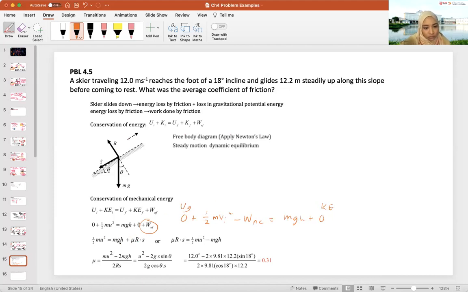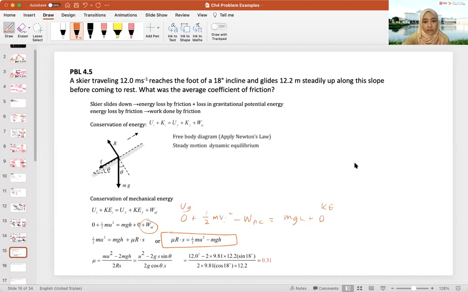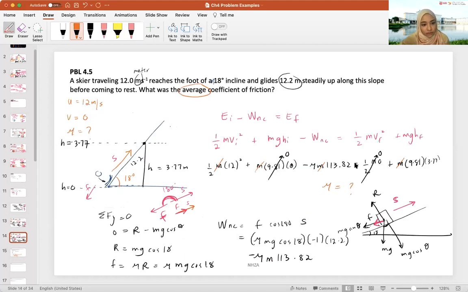So kat sini dia cakap kita punya mu R. Oh, dia tak letak R lagi. So I would say it's the same lah. It's the same approach, cuma slightly different in terms of dia letak WNC dia dekat final side, but the rest is the same. We have this guy. Kita kira lah, kita kira. Let's see if we get the same answer.